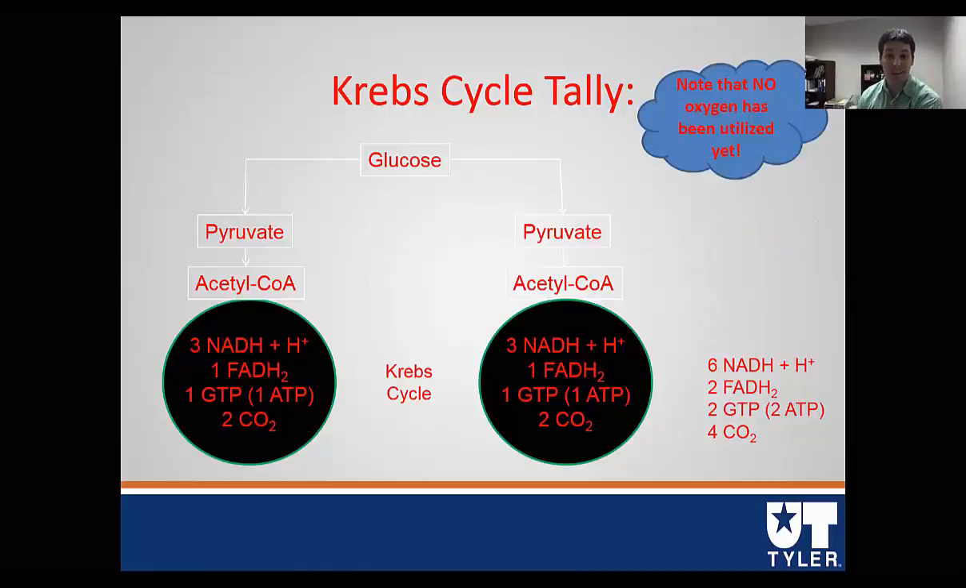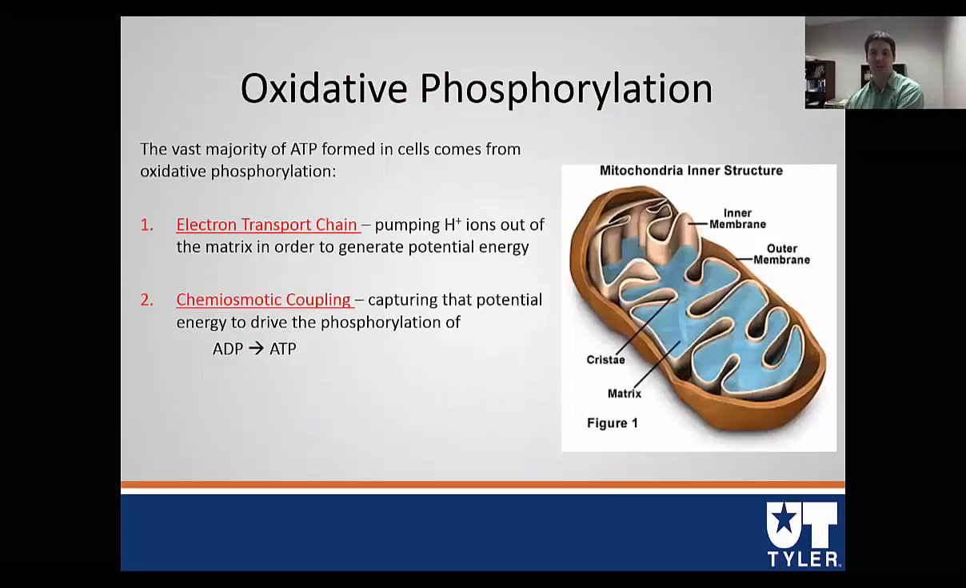So note that oxygen has not been utilized, right? As you saw in the video, oxygen has no part in the Krebs cycle. It's only at the very, very end of the electron transport chain. So that brings us ultimately to oxidative phosphorylation, or cellular respiration. This is an important process because the vast majority of ATP formed in cells comes from oxidative metabolism. You can just see we're building this energy and building this energy to ultimately create a large number, as opposed to 1 or 2 from anaerobic for each chain.